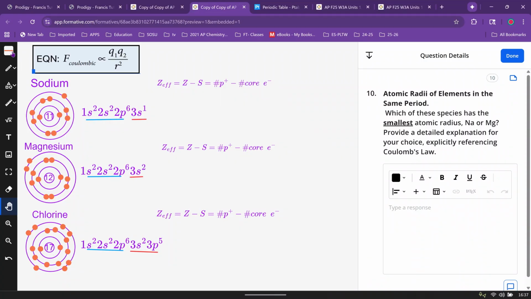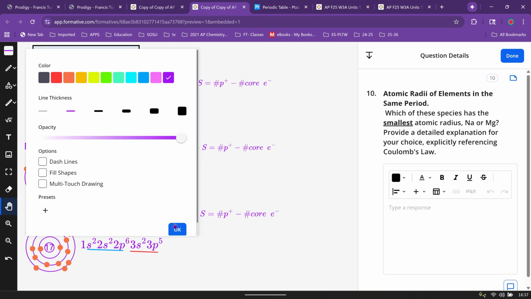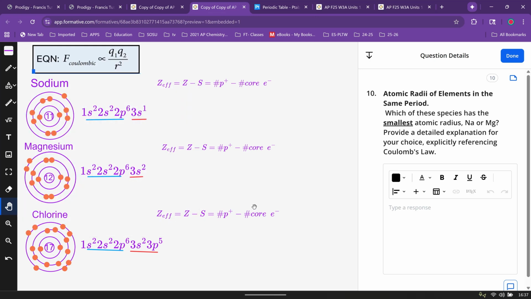All right, welcome to AP Chemistry. We're looking at Unit 1.5. In this problem, we're looking at question 10 of this assignment. And it states that we are looking at atomic radii of elements in the same period. We should know periods are the horizontal rows found on the periodic table.